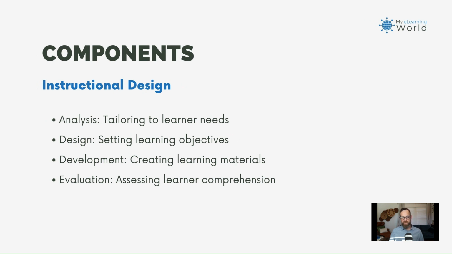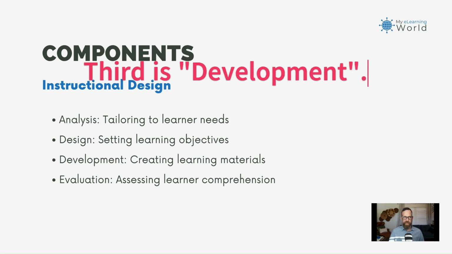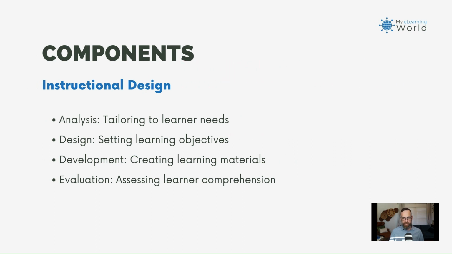From there, we go into the design phase, which is where we set clear learning objectives and kind of plan out where we're going. Third is the development phase, which is probably what most of us think of when we think of instructional design. That's where we're actually creating the instructional materials that will be used. And last, we have the evaluation phase. This is where we assess how well did the students actually learn the material. All four of these components play a pretty big role in the overall effectiveness of instructional design.